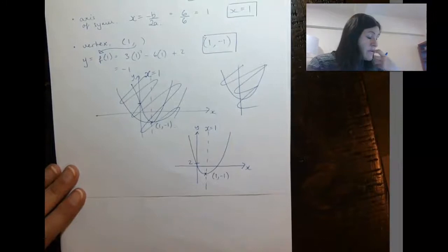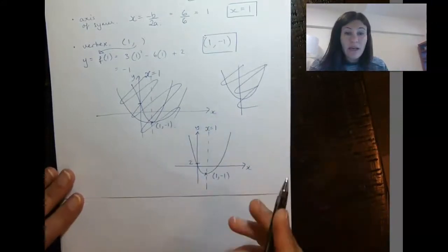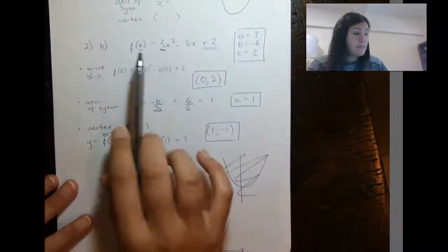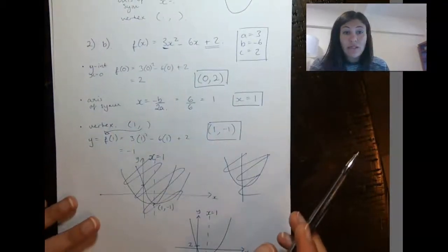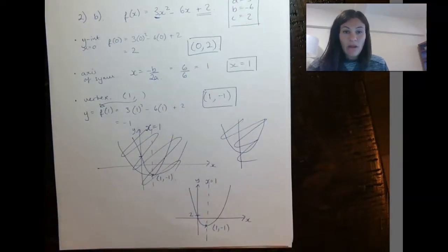And then the roots could be, well, they could be anything. I could find those by factorizing or by using the quadratic formula, but I know that they're going to be an equal distance above and below 1 because of the symmetry there. Okay, I hope that helps.